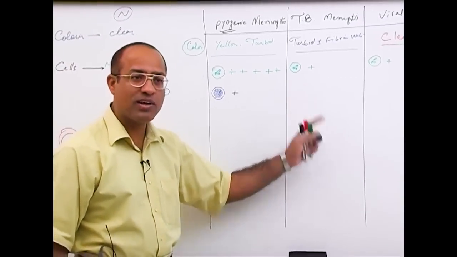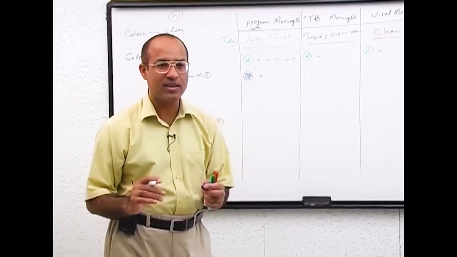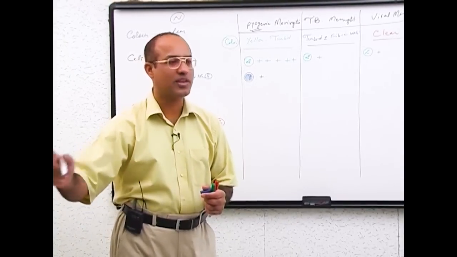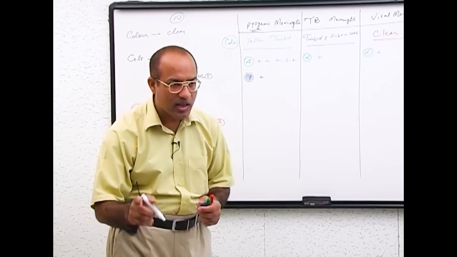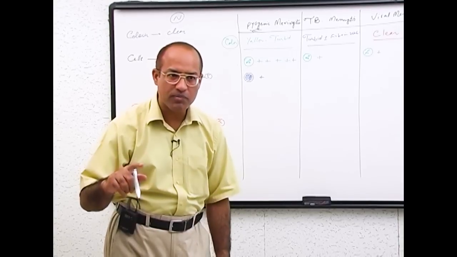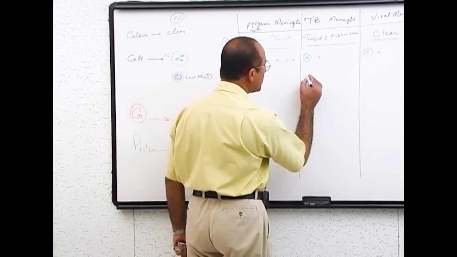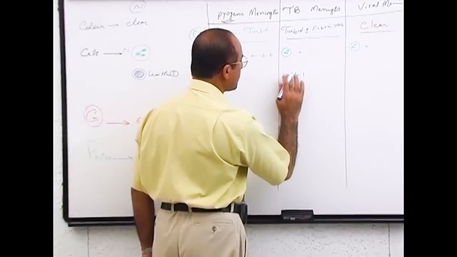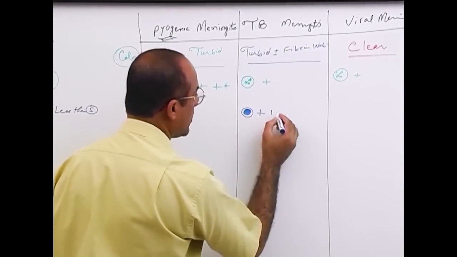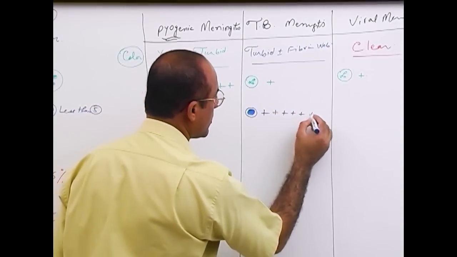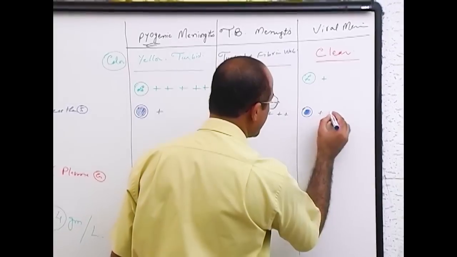But if you look at CSF from a patient with tuberculous meningitis, is it acute or chronic? It's chronic. And it is a classical saying that lymphocytes accumulate in viral infection and chronic infection, while acute pyogenic infection mainly collects neutrophils. So what will you find here? A lot of lymphocytes. And in viral also, you will find a lot of lymphocytes.